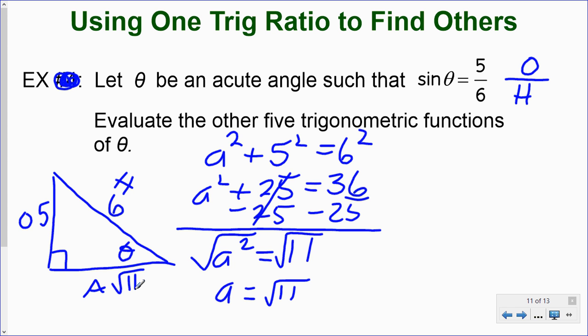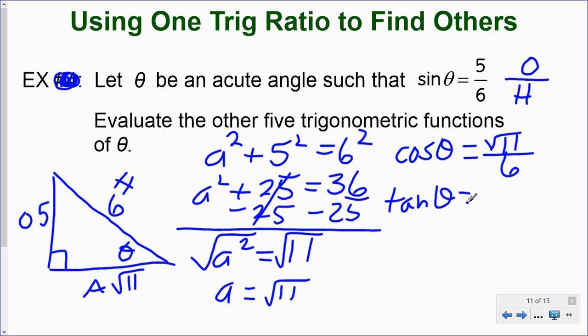All right, then we're going to write the rest of the trig ratios. So cosine of theta, remember, is adjacent over hypotenuse. So that would be square root of 11 over 6. All right, tangent theta is opposite over adjacent. So that's 5 over square root of 11.